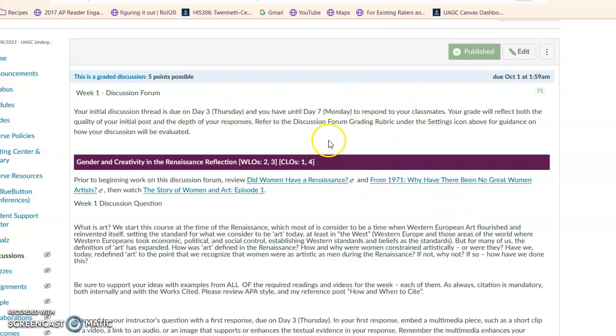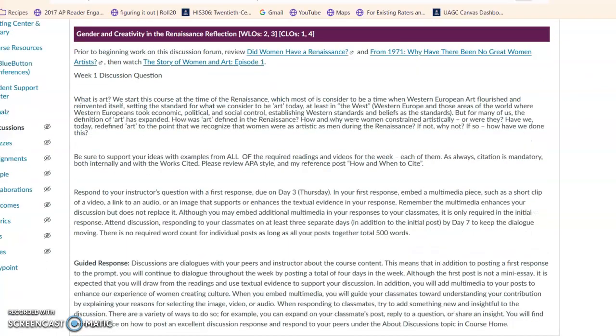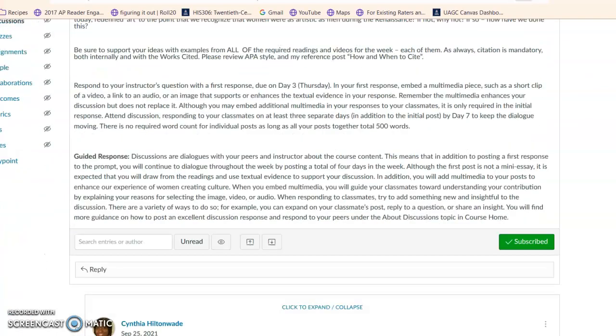Okay, so the straight up points: your discussion top post is due on day 3, which for this course is on Thursday, and you need to reply to your classmates by day 7, which is Monday. Now, within this, there are some other requirements. As you go through this, you'll see, right through here is where my post ends and where the actual explanations come in.